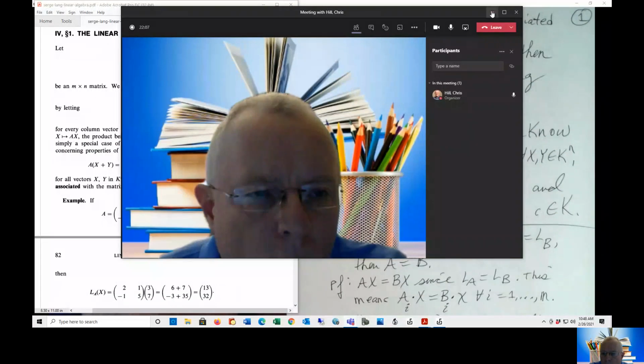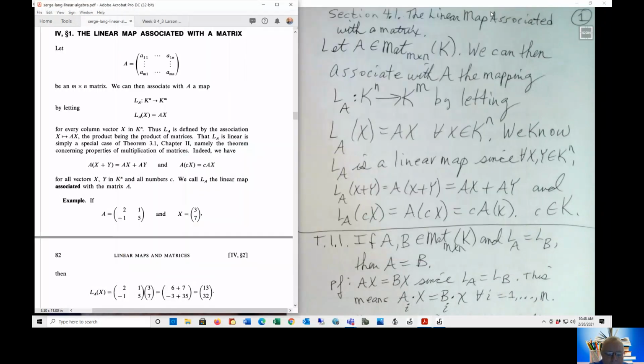Welcome to Linear Algebra, Chapter 4. Now we're going to look at linear mappings and matrices associated with linear mappings. Now, we actually have already looked at this first section of Chapter 4 in previous lessons, but we're going to review the first section of Chapter 4 and then mostly cover 4.2 as well.